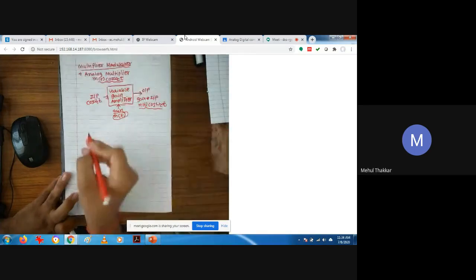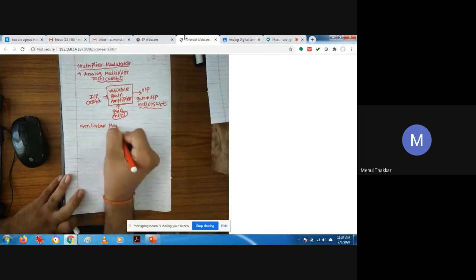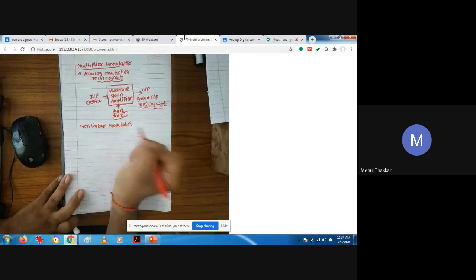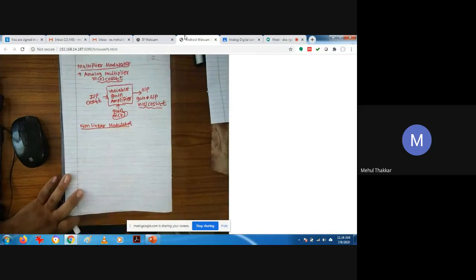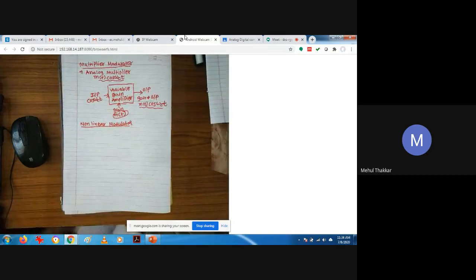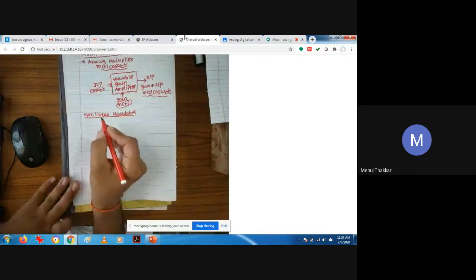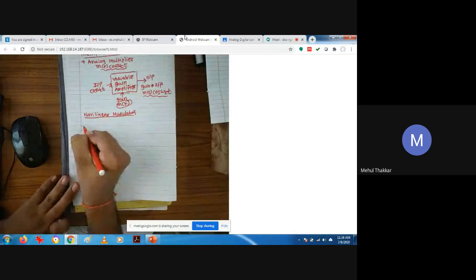Next is the non-linear modulator. As we have studied, non-linear modulators contain non-linear components like a transistor or diode, which will be used in the modulator circuit. I could not cover the whole topic today because it is already 11:35. But let me first draw the diagram, and we will start with this diagram tomorrow.